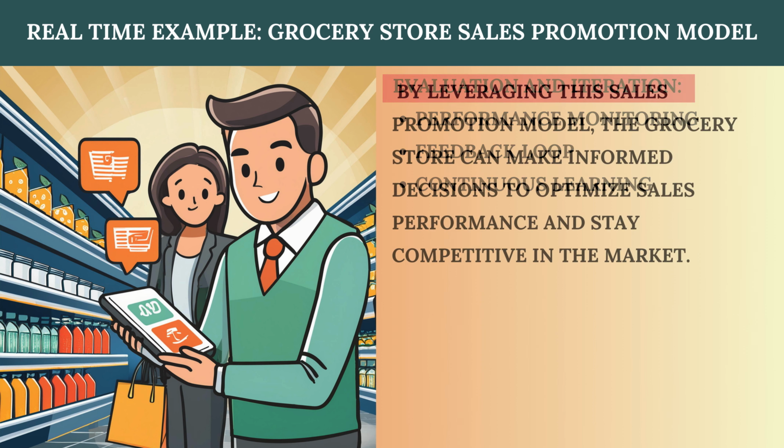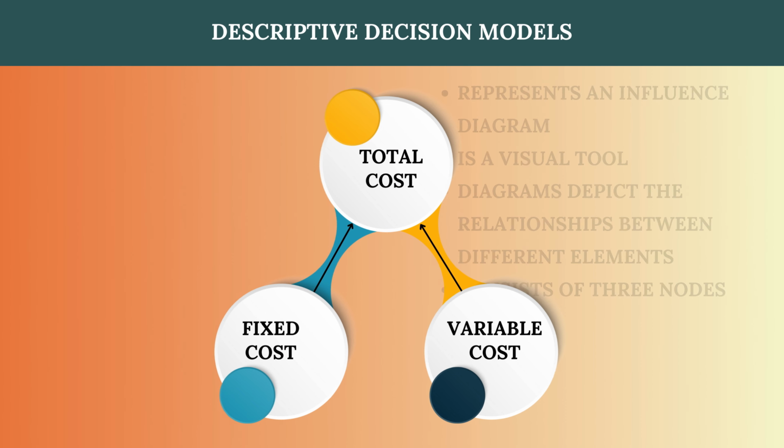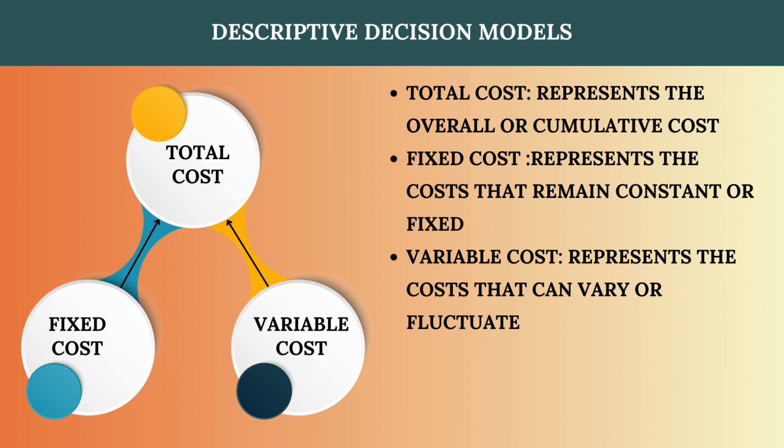in the market. Let's discuss descriptive decision models with the help of a diagram. This image represents an influence diagram, which is a visual tool used in descriptive decision models. Influence diagrams depict the relationships between different elements or factors involved in a decision-making scenario. In this specific example, the influence diagram illustrates the factors that contribute to the total cost. The diagram consists of three nodes: total cost, fixed cost, and variable cost.